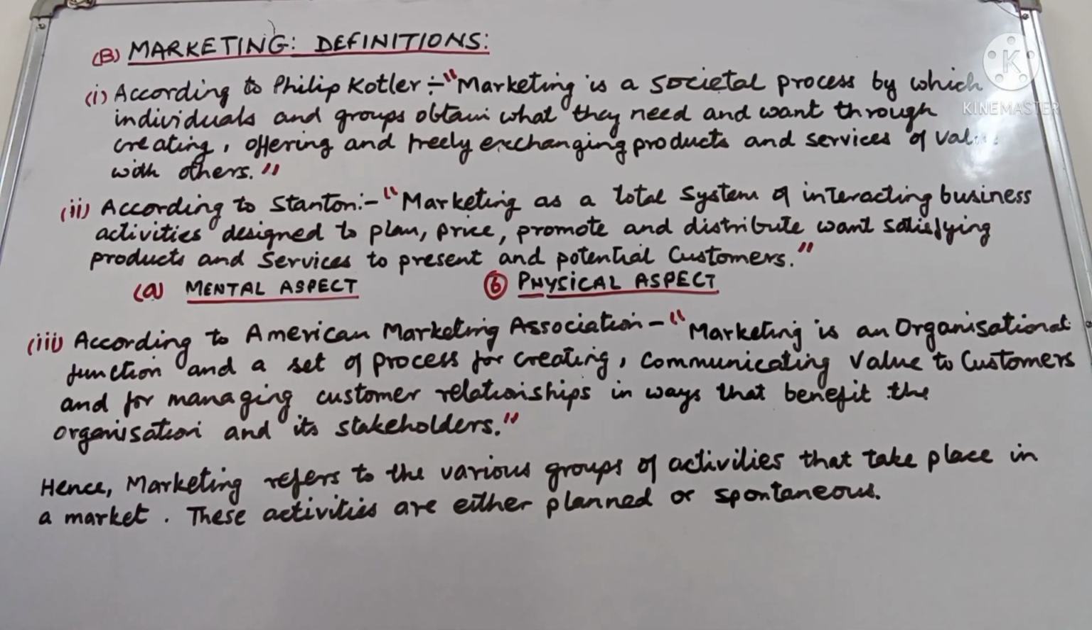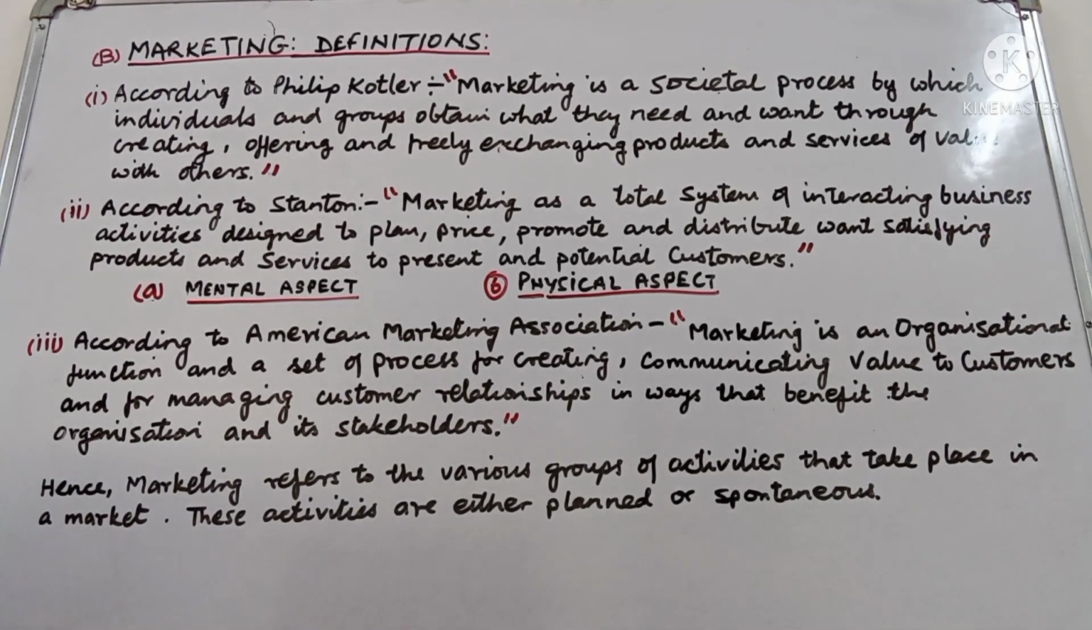As per the definition, marketing is a societal process. Societal process is a group of people. What is a society? Society is when a few individuals combine together, so that becomes a society. So it is a societal process by which individuals, either people as an individual or as a group. Now groups is when we refer to the market or the number of people, the present and the potential buyers, that comprises the group. So individuals and groups obtain what they need and want.